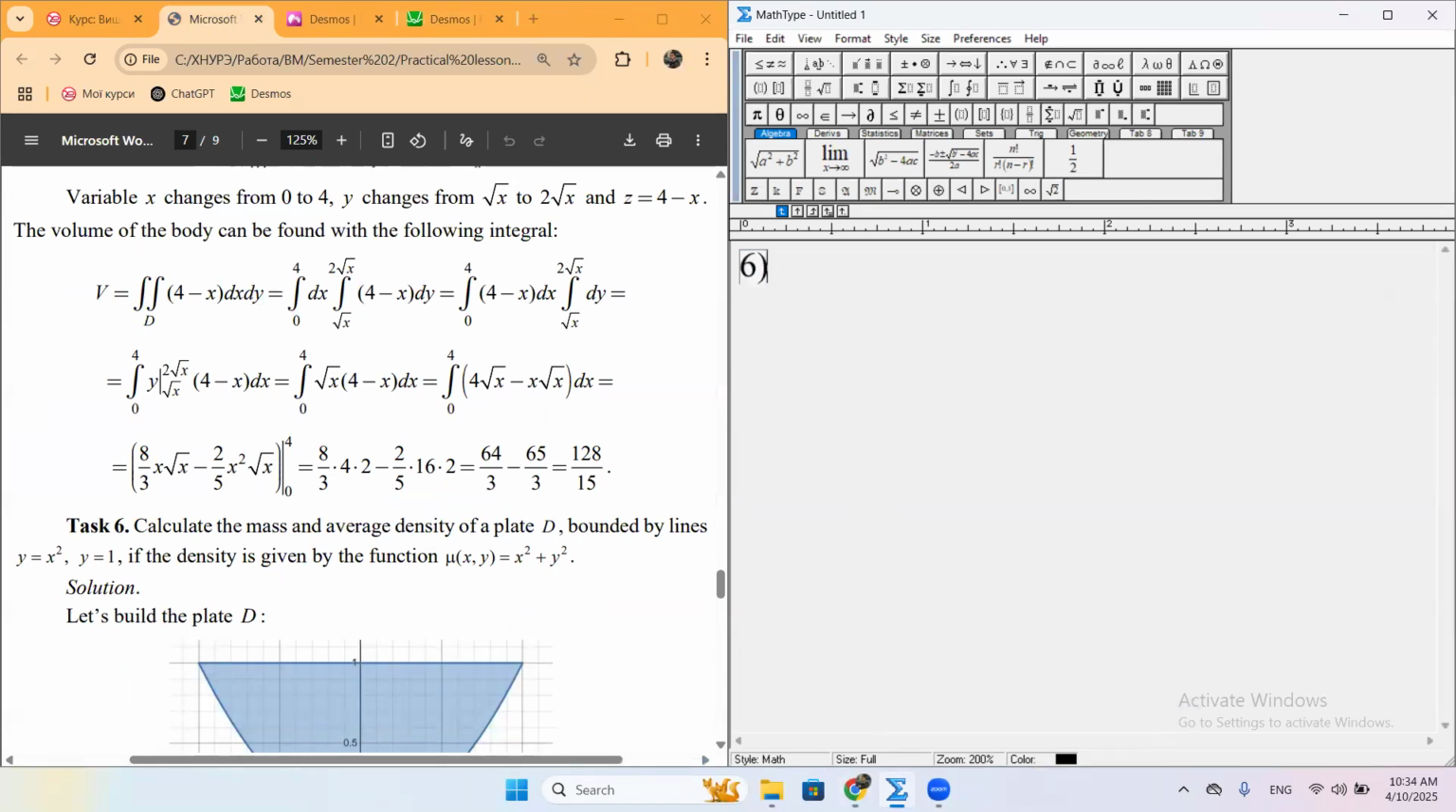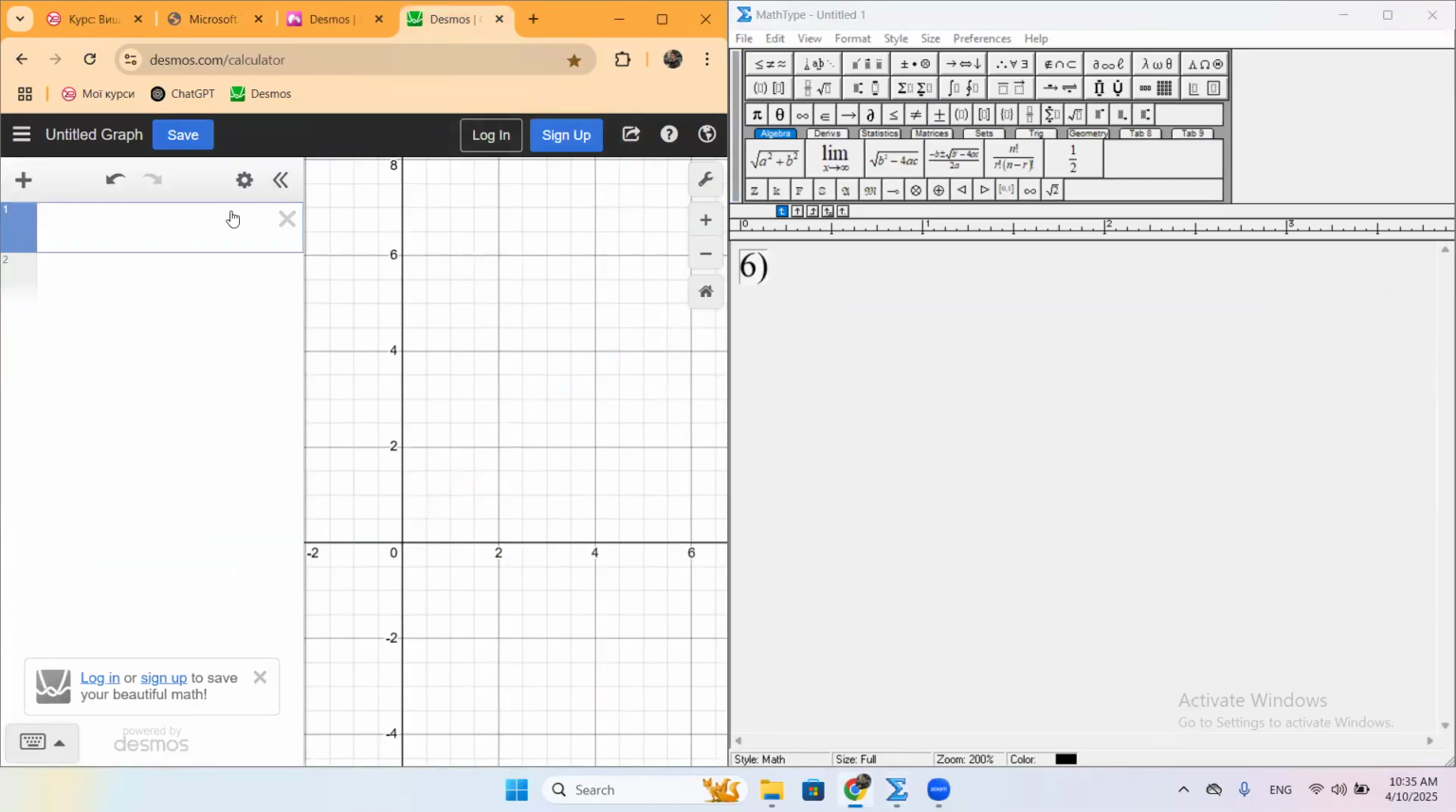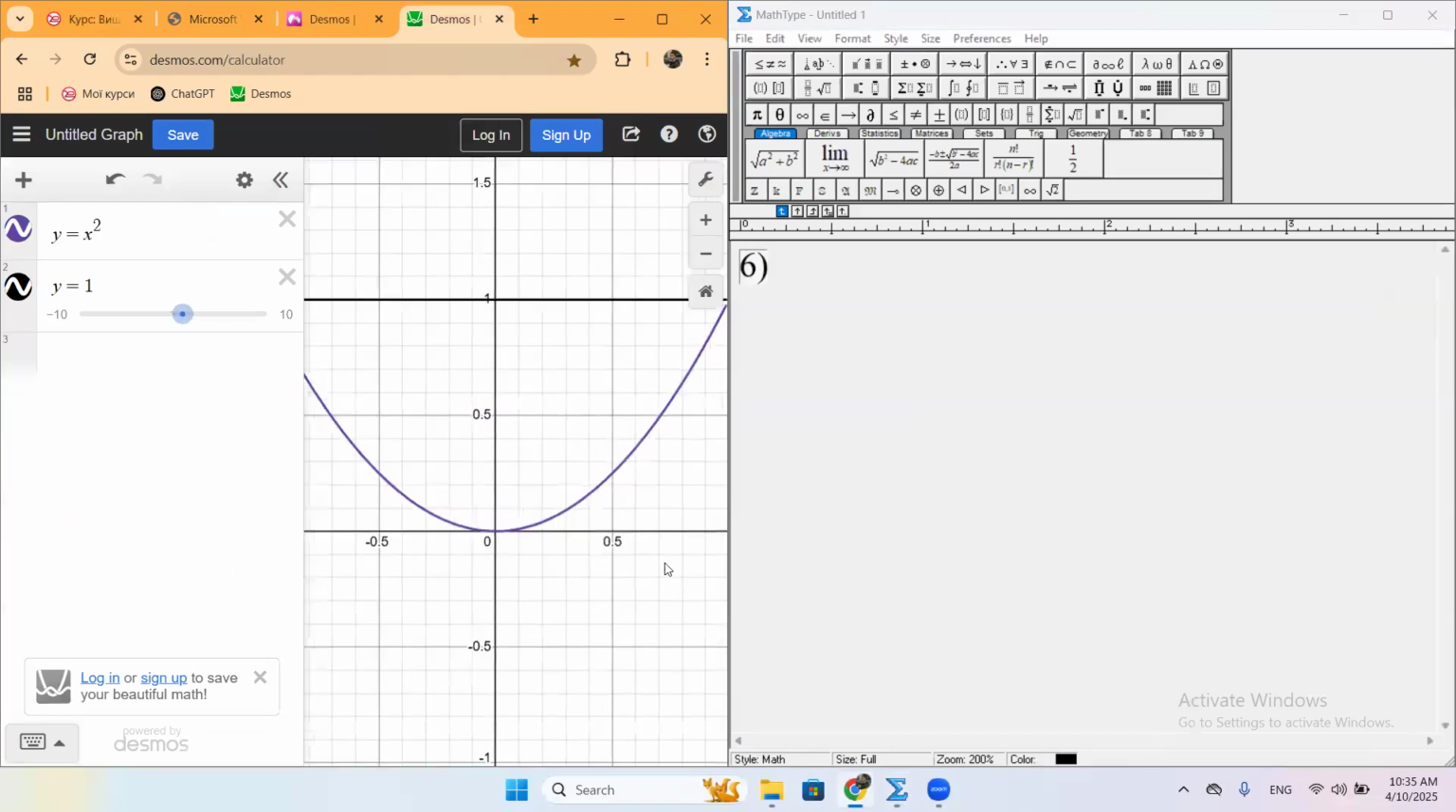Now the following task. We need to calculate the mass and average density of plate D bounded by the following lines: y equals x squared and y equals 1. And we have the density, which is given by the function x squared plus y squared. First of all, let's build this plate. So y equals x squared, y equals 1. So the following plate.